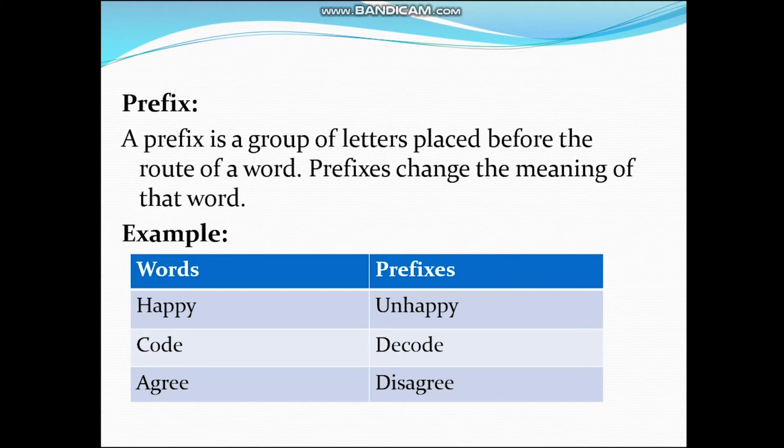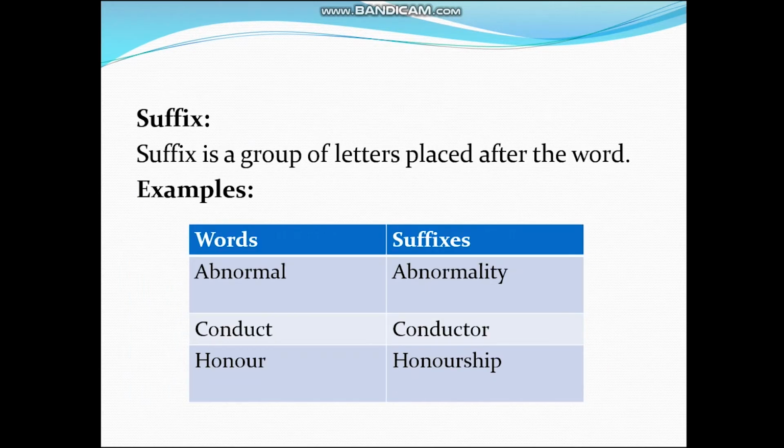Prefixes and suffixes. A prefix is a group of letters placed before the root of a word. Prefixes change the meaning of that word. For example, happy, unhappy, code, decode, agree, disagree. Here are 3 prefixes: un, de and dis. Now suffixes. A suffix is a group of letters placed after the word. For example, abnormal, abnormality, conduct, conductor, honor, ownership.